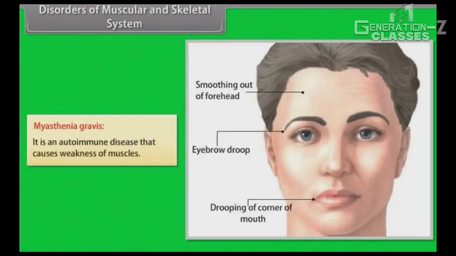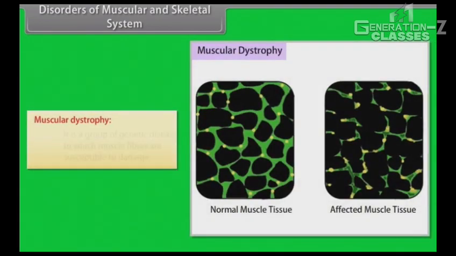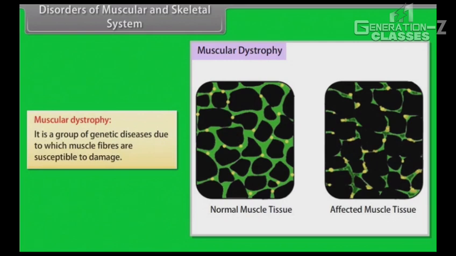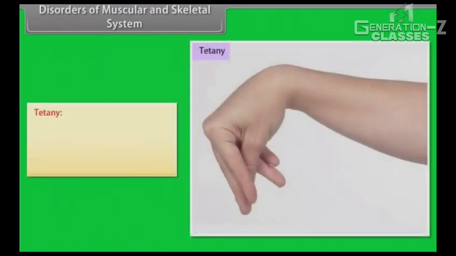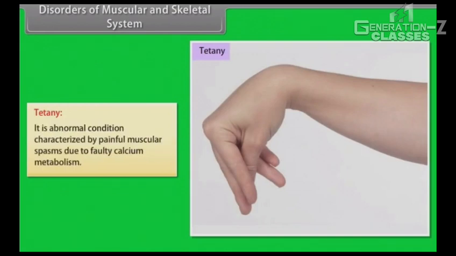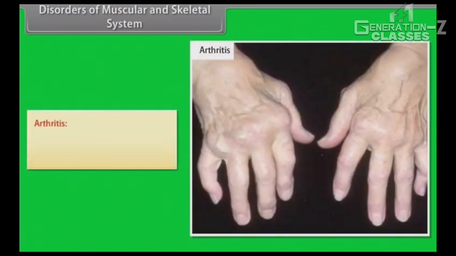Disorders of the muscular and skeletal system. Myasthenia gravis. It is an autoimmune disease that causes weakness of muscles. Muscular dystrophy. It is a group of genetic diseases due to which muscle fibers are susceptible to damage. Tetany. It is an abnormal condition characterized by painful muscular spasms due to faulty calcium metabolism. Arthritis. It is an inflammatory condition that affects joints.